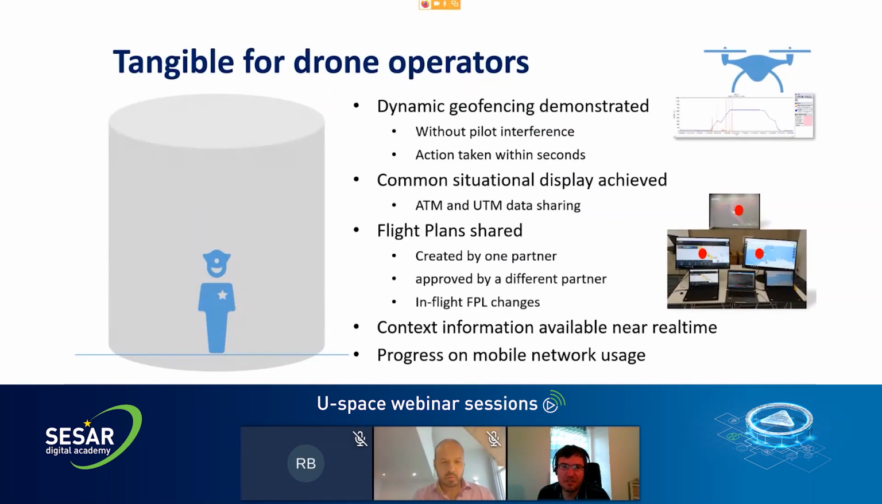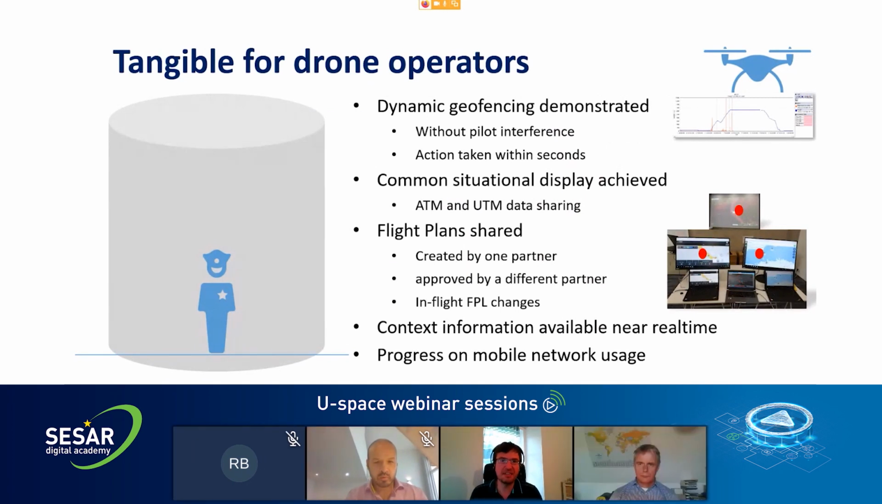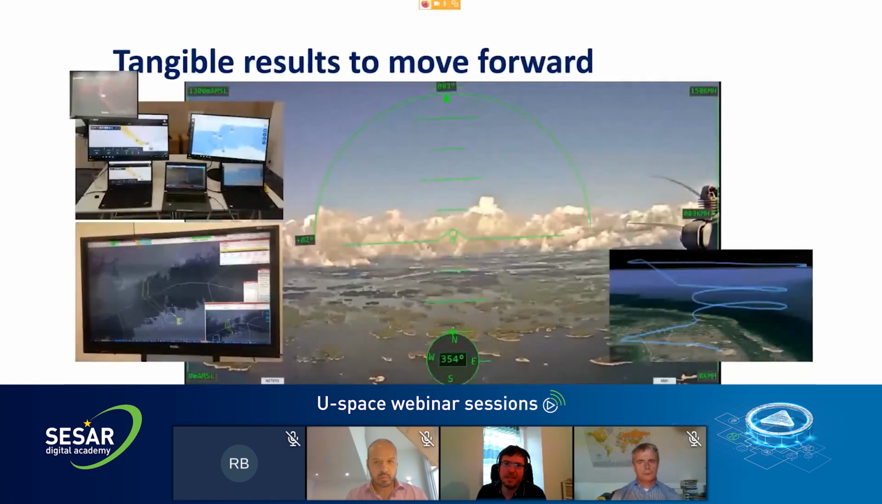We achieved flight plan sharing. So one partner created a flight plan. We called it operation plan. And that operation plan was sent to another partner to approve this flight plan. And we did in-flight plan changes. So in-flight flight plan changes. What does it mean? Using mobile network, we were able to provide context information near real time.